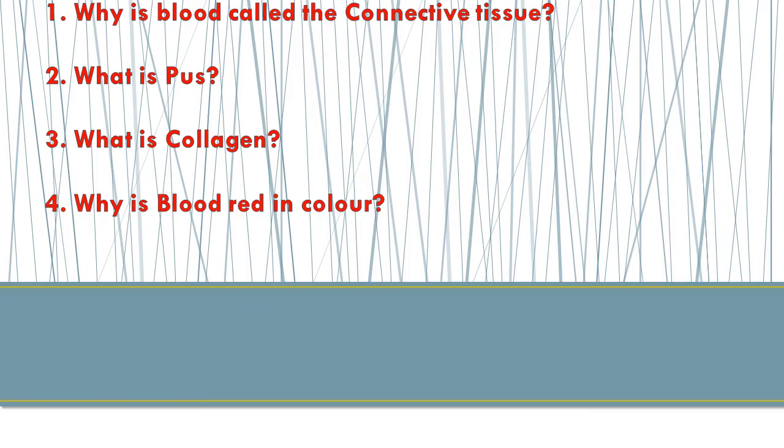So children, see the homework for today. Why is blood called the connective tissue? First one. Second one, what is pus? I have just explained you, alright. Third one, what is collagen? Hope you will be able to write if you listen to the lesson properly. It is in your reader only. Fourth one, why is blood red in color?